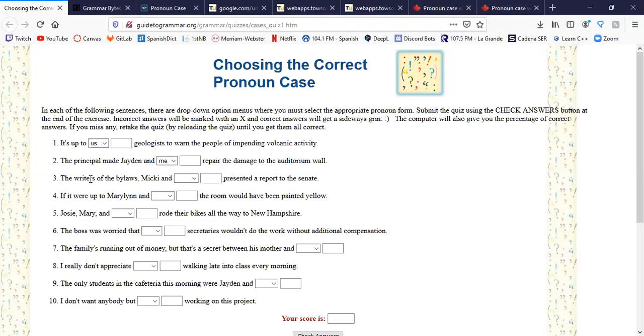Number three: The writers of the bylaws, Mickey and blank, presented the report to the Senate. Here we have he and him. Again, pause the video and try to think of what the answer is. The correct answer is he, because he and Mickey are renaming the subject, the writers of the bylaws.